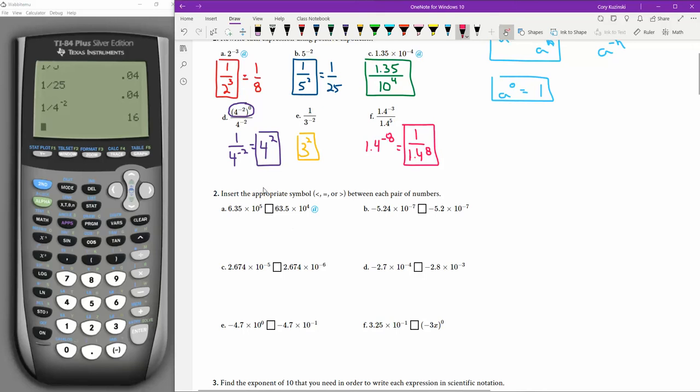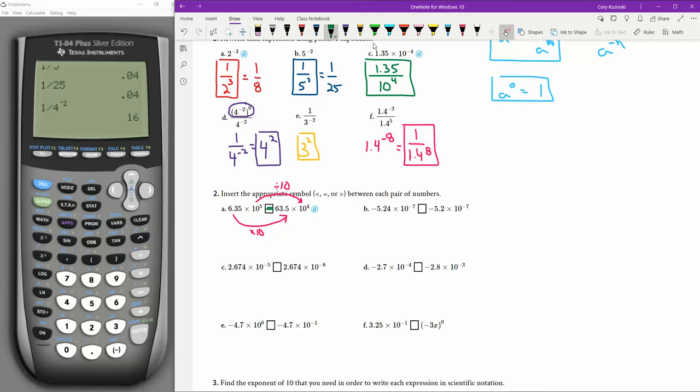Number 2, we're going to use less than, equal to, or greater than to compare these numbers. Here's what I notice on A: 6.35, if I multiplied that by 10, I'd get 63.5. And 10 to the 5th, if I divide that by 10, I'd get 10 to the 4th. So that together tells me that these are actually equal to each other.